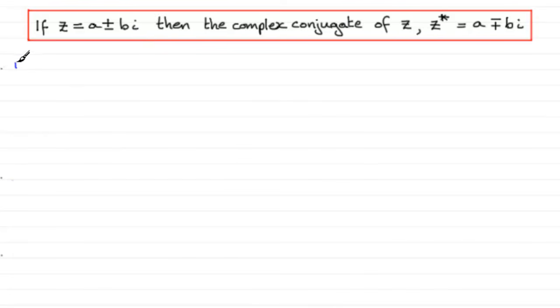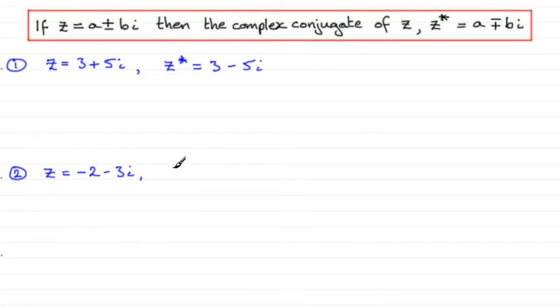So for instance, if we had a complex number, say z equals 3 plus 5i, then the complex conjugate of z, z star, is equal to 3 minus 5i. We keep the real part exactly the same, but just switch the sign on the imaginary part. If you had, for instance, say z equaled minus 2 minus 3i, then the complex conjugate z star of z would be minus 2 plus 3i.